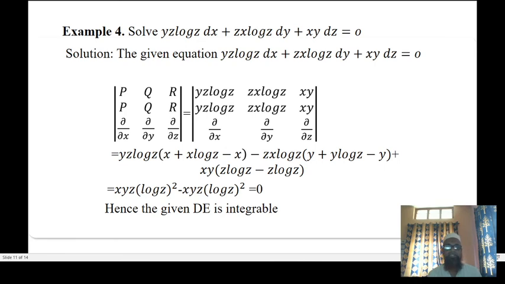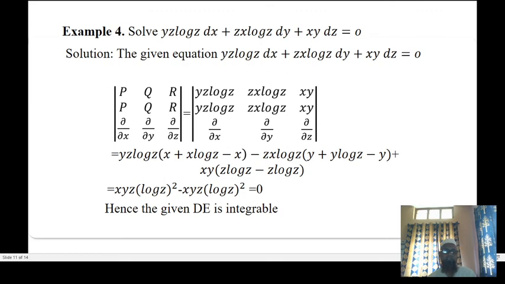yz log z dx plus zx log z dy plus xy dz equals 0. The given equation is this one. So first test the condition of integrability, P Q R, del by del x, del by del y, del by del z: yz log z, zx log z, xy. Simplifying, evaluate yz log z equal to del by del z of zx plus log x. Here x is constant with respect to z, means z log z, product rule. So z into log z is 1 upon z, so cancel, x plus log z as it is, differentiation of z is 1.